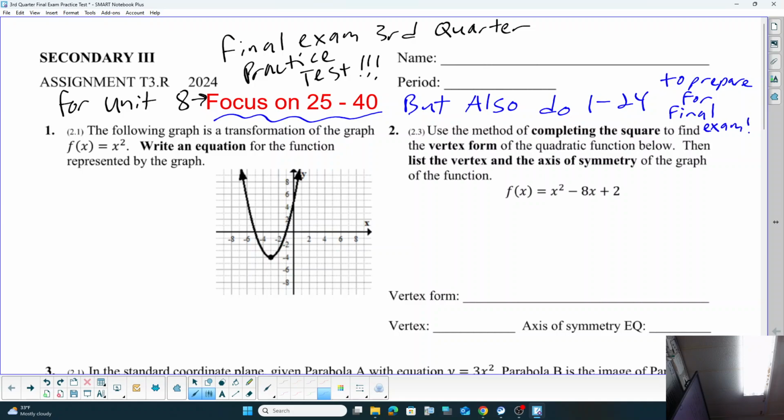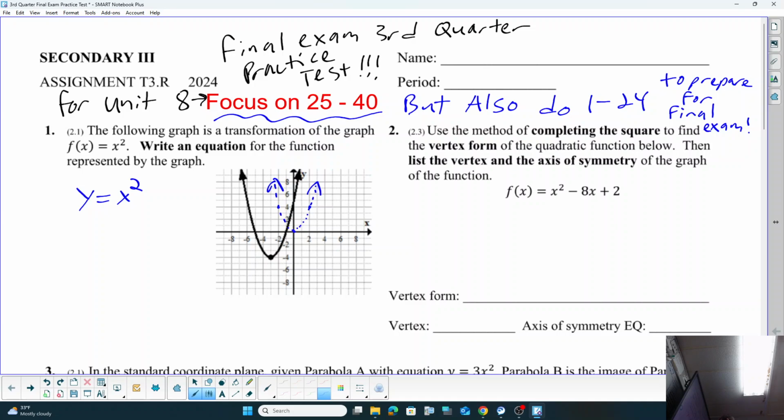Nice. Okay, so the following graph is a transformation of the graph y equals x squared. So here's our parent function. Over 2 up 4, back 2 up 4. So that's our parent function. Write an equation for the function represented with the graph. So is that shifting? How much left? How much right? Up or down? Come up with the equation.